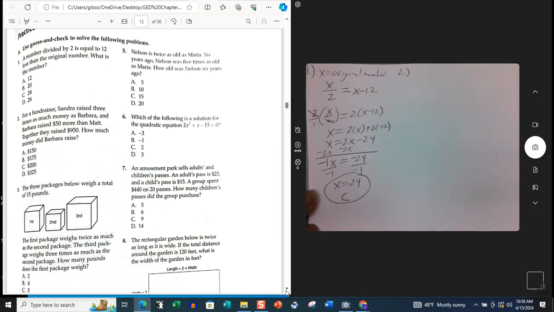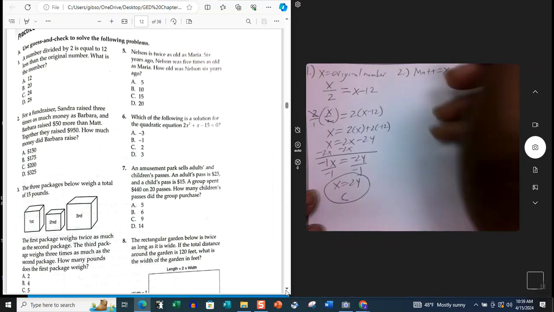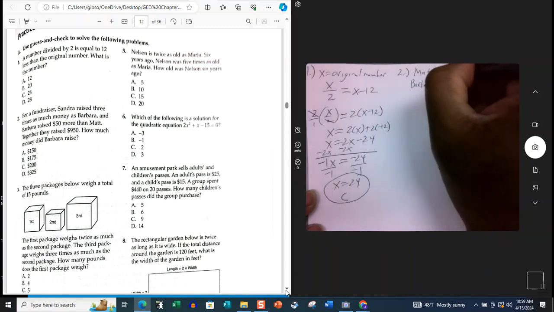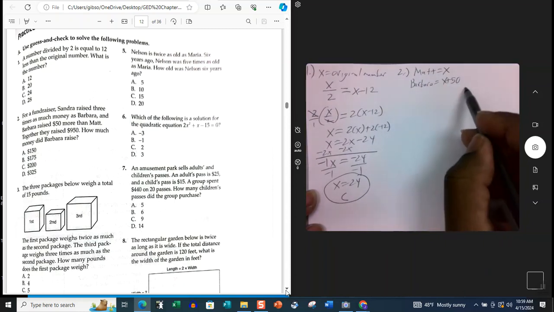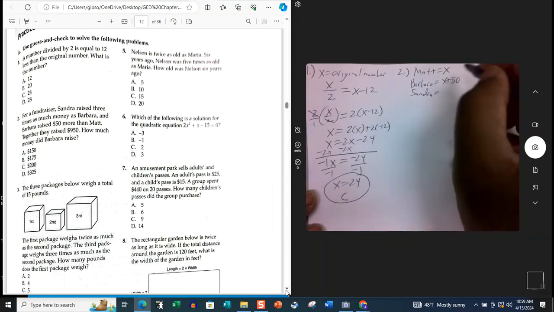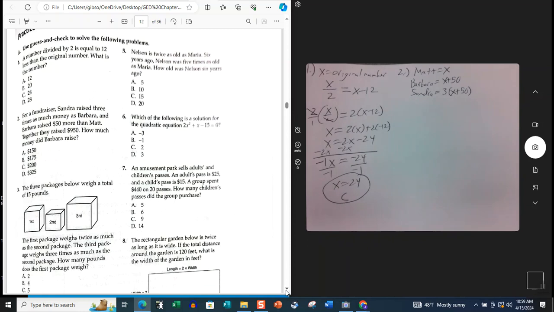Problem number 2, it says for a fundraiser, Sandra raised 3 times as much money as Barbara, and Barbara raised $50 more than Matt. So basically, Matt is the key. So we start off with Matt, and then we go to Barbara. Barbara raised $50 more than Matt. So Barbara would be x plus 50, and then Sandra raised 3 times as much money as Barbara. So it'd be 3 times x plus 50. So now we have Matt is x, Barbara is x plus 50, and Sandra is 3 times x plus 50.